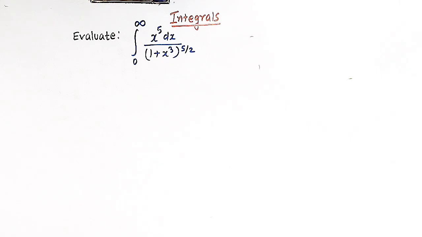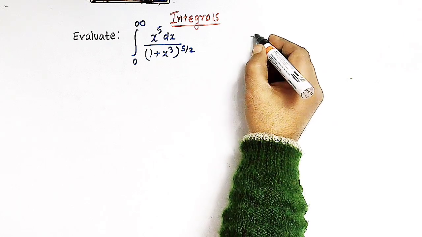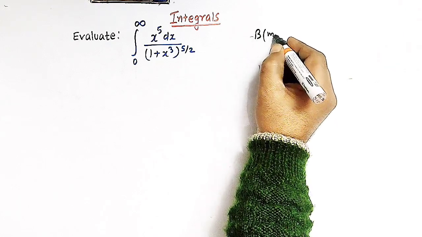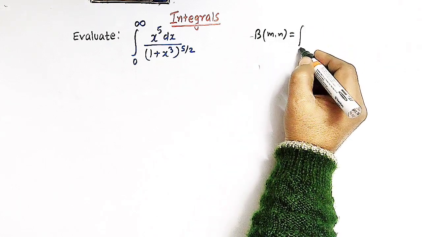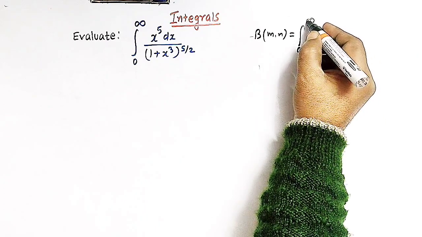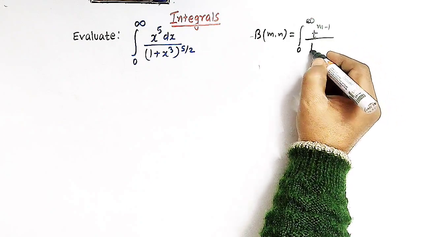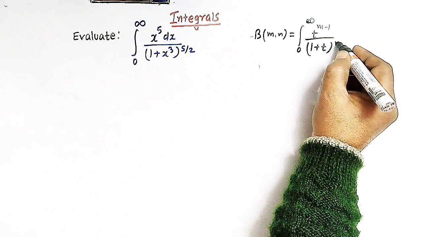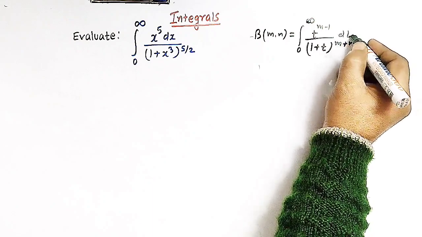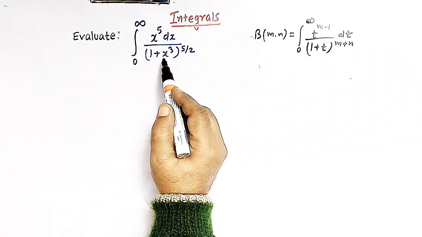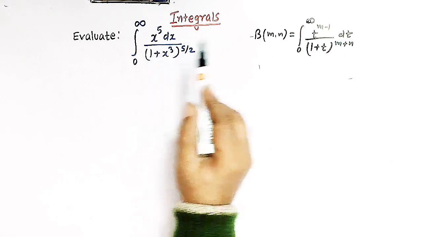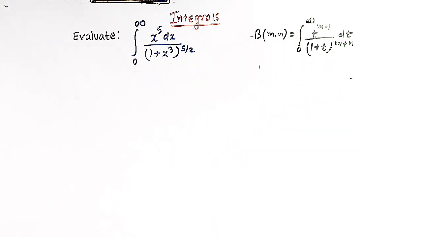And before applying the concept of beta and gamma functions, let us first make use of the method of substitution to convert this integral into a beta function, that is beta m comma n is given by the integral that is 0 to infinity, and we have t raised to m minus 1 divided by 1 plus t raised to m plus n dt. So by a method of substitution, we'll first convert this integral into the beta function.